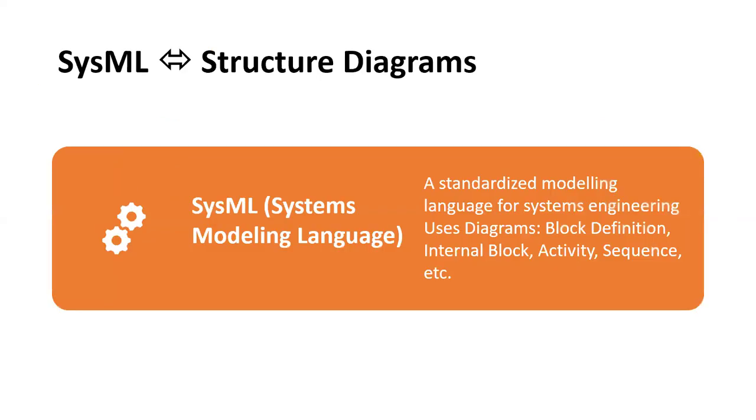As you probably know, SysML is the modeling language of systems engineering, the Systems Modeling Language. And the way I like to think about it is that it works with structure diagrams. In particular, it's a standardized modeling language for systems engineering that uses diagrams like block definition diagrams, internal block diagrams, activity diagrams, sequence diagrams, etc. And so I think that it does an excellent job of determining the structure of a system that you're designing.